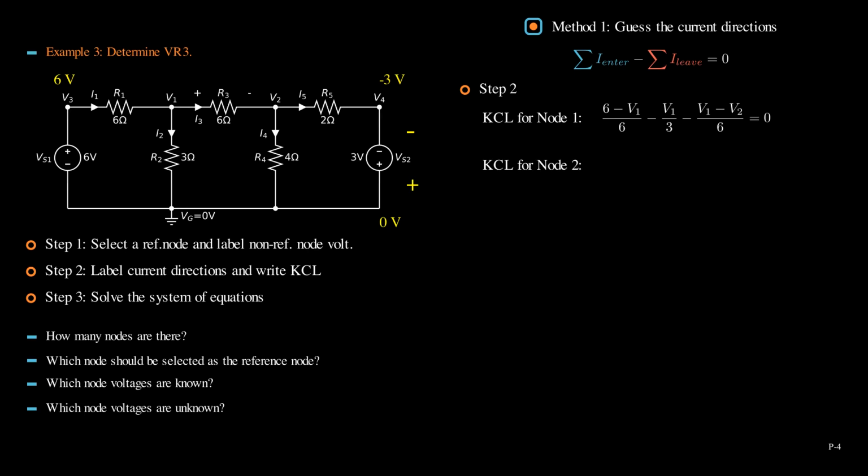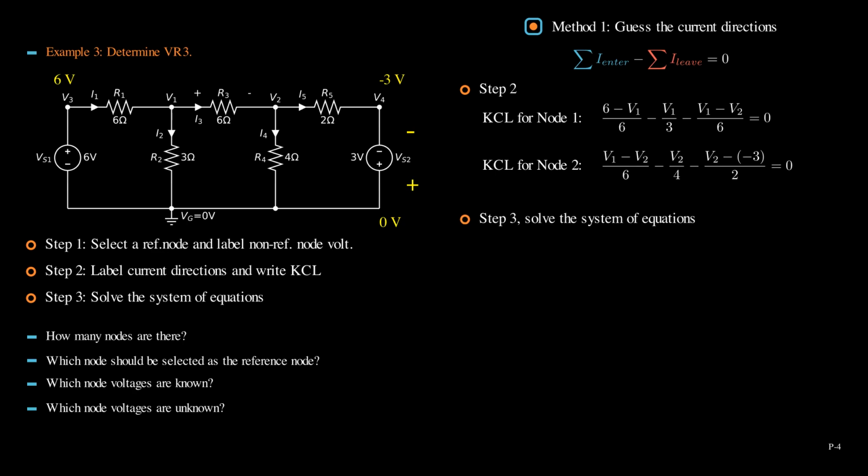Similarly, the KCL for node 2 is V1 minus V2 over 6, that is I3. This term has a positive sign because I3 enters node 2. Then minus V2 over 4, that is I4. This term has a minus sign because I4 leaves node 2. Then minus V2 minus 3 over 2, that is I5. This term has a minus sign because I5 leaves node 2. This term has double minus 3. It will end up V2 plus 3. Finally, the equation equals 0.